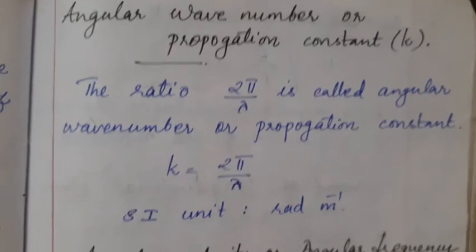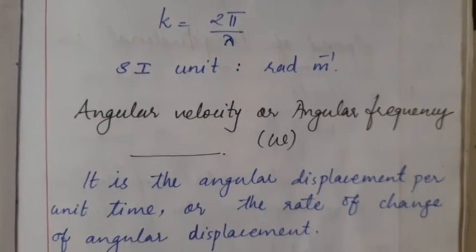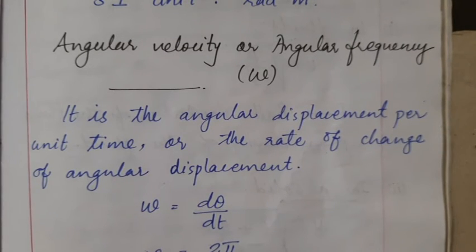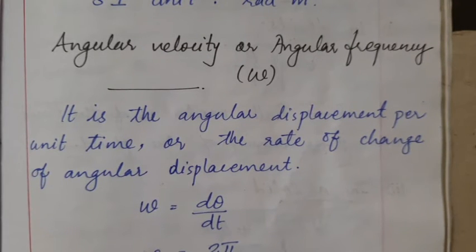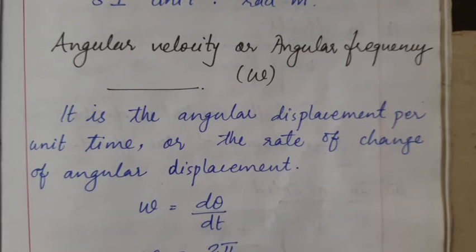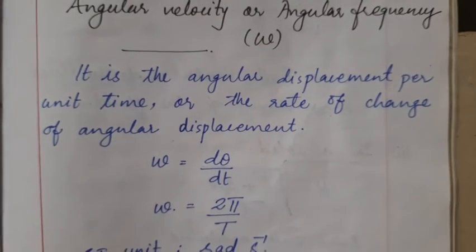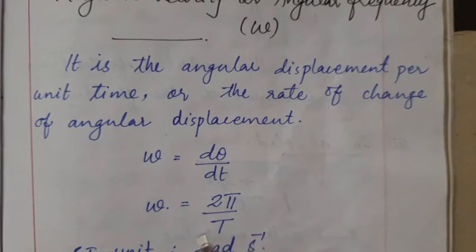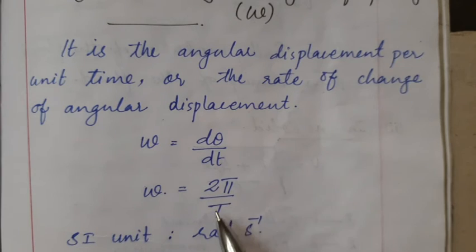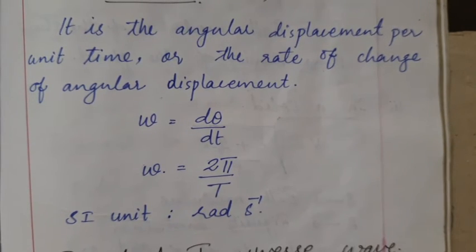Similarly, there is a term called angular velocity or angular frequency, represented as omega, which you have studied in chapter 3 already. You have seen it is the angular displacement per unit time, like linear velocity is displacement by time. Here it is angular displacement per unit time, or the rate of change of angular displacement. If you represent d theta as the angle change, angular displacement, d theta by dt is what? Our angular velocity. It can also be written as 2 pi by T, and its unit will be radians per second.